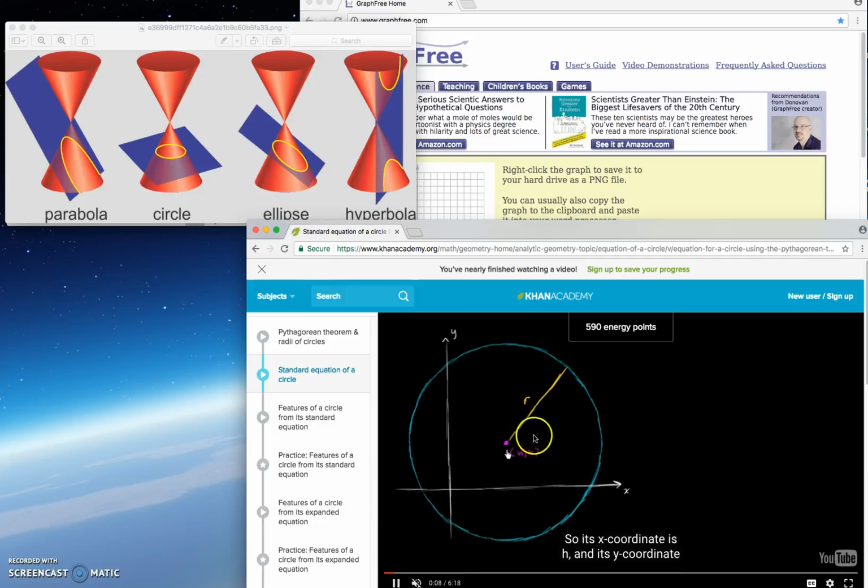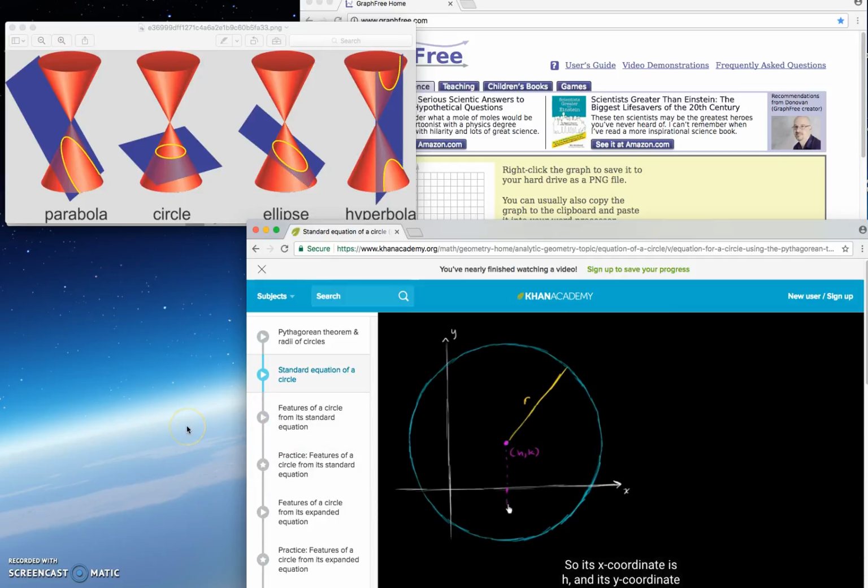What the Khan Academy video is doing is deriving the formula for a circle. I'm going to let them do that while I talk a little more on the side about what conic sections are. If this is overloading, feel free to put a piece of paper on part of the screen where they talk about the Khan Academy stuff.